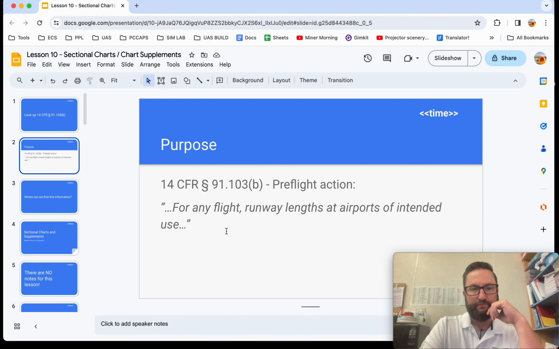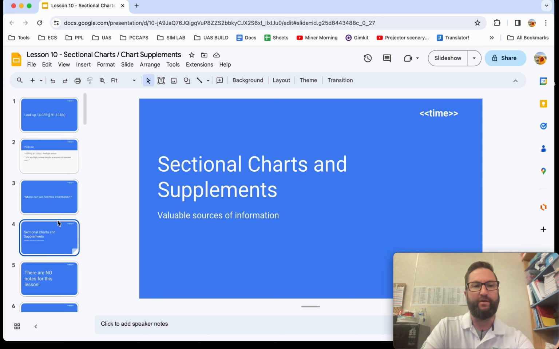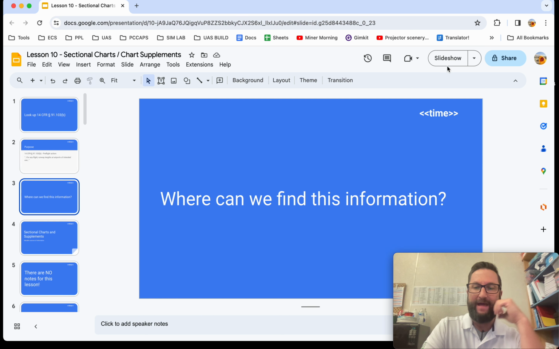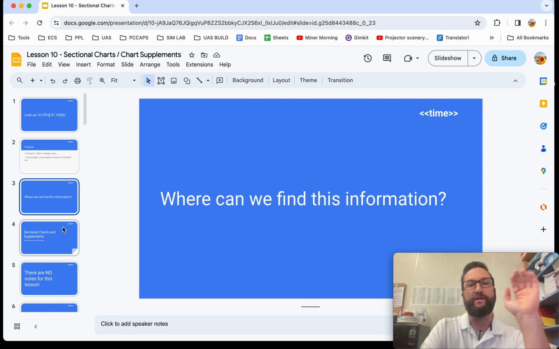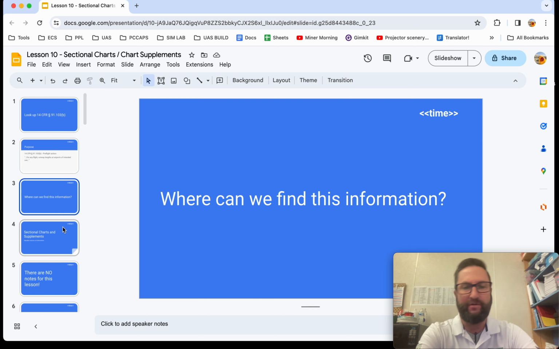So, how do you know that information? Like, where can you find that information? And so that's what we're going to talk about in this lesson here. Now, you should know that there is no packet for this lesson. There's no notes to take. I debated giving you one, but I think it's just one that you've got to get out there and use these charts and things, and really just learn how to use them. So let's get to it here.